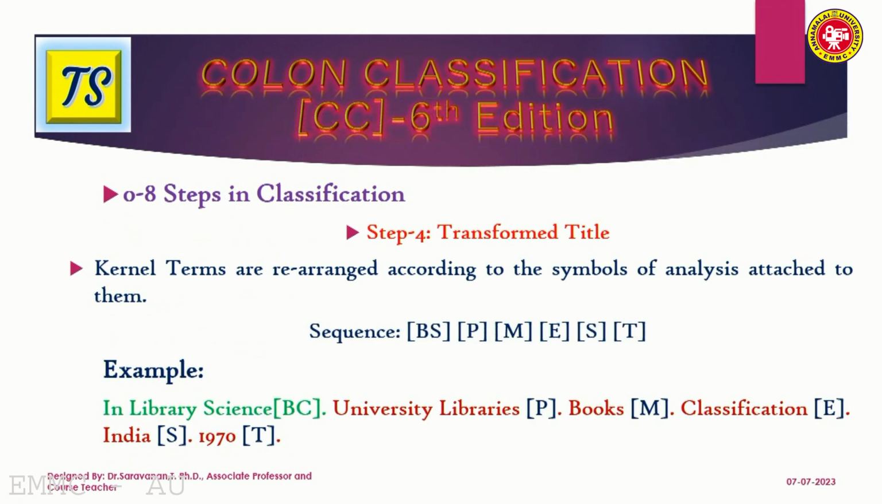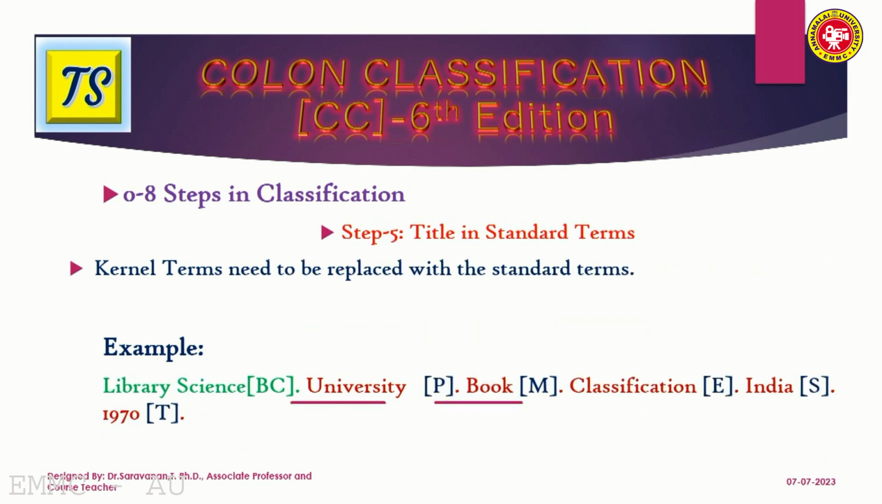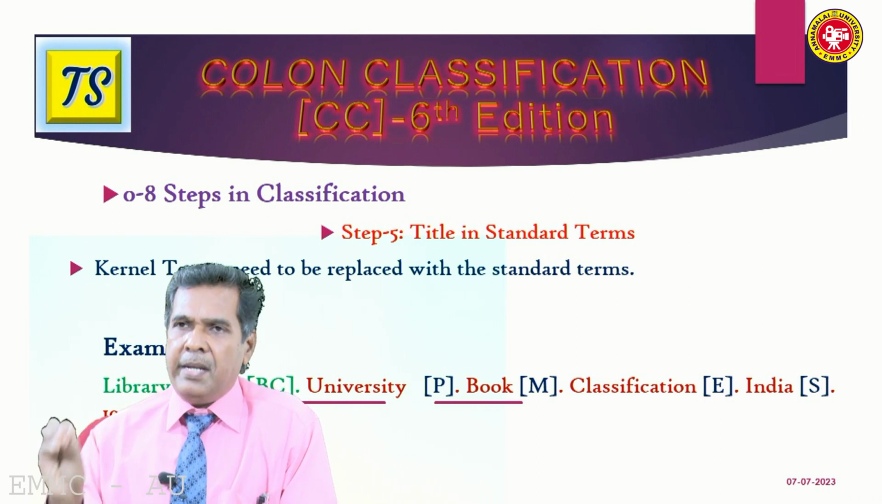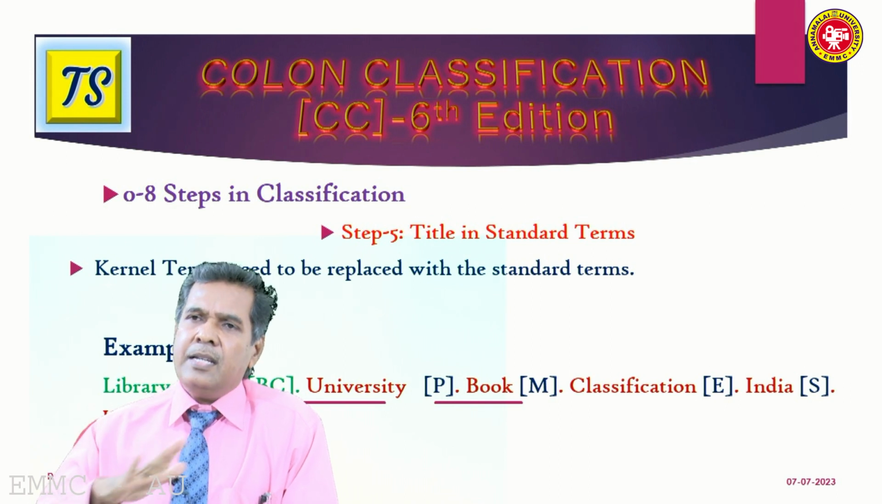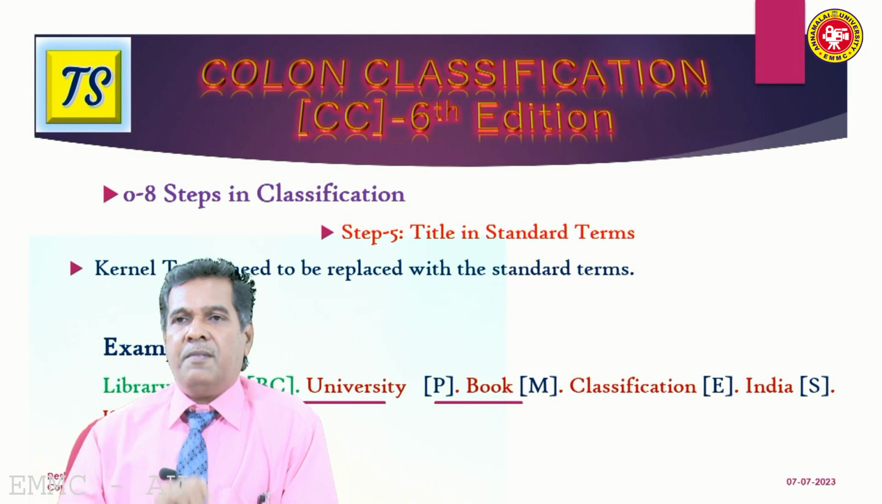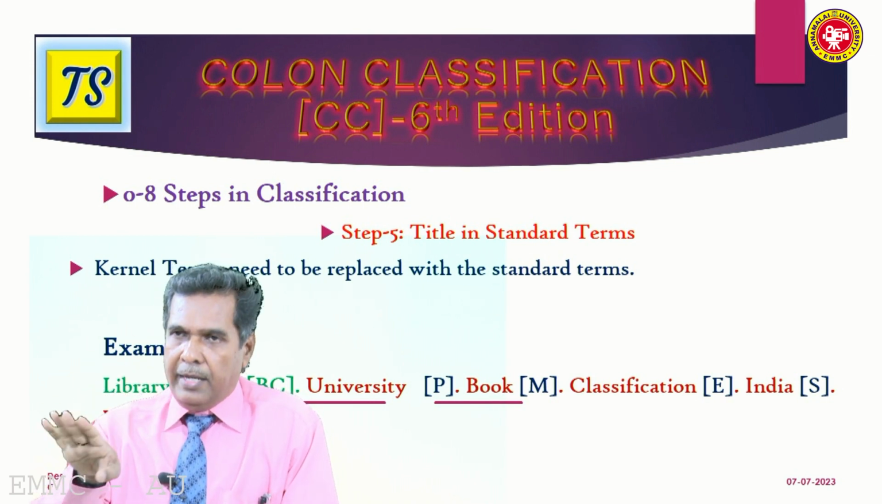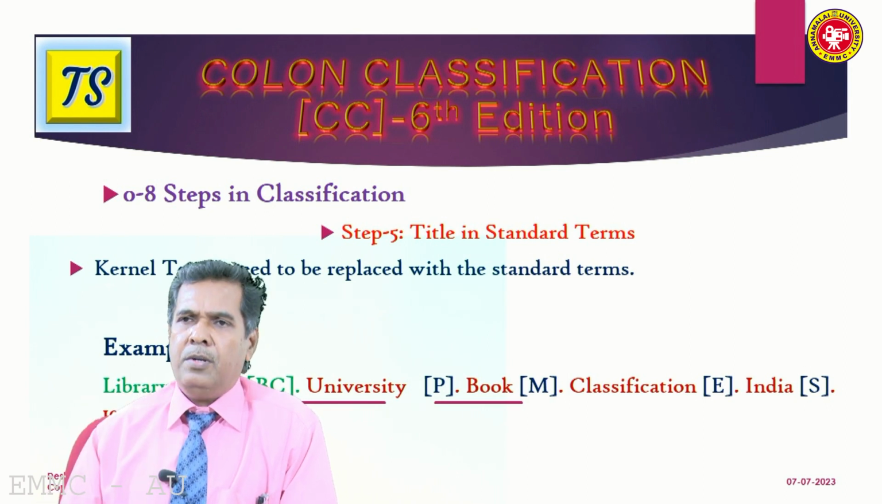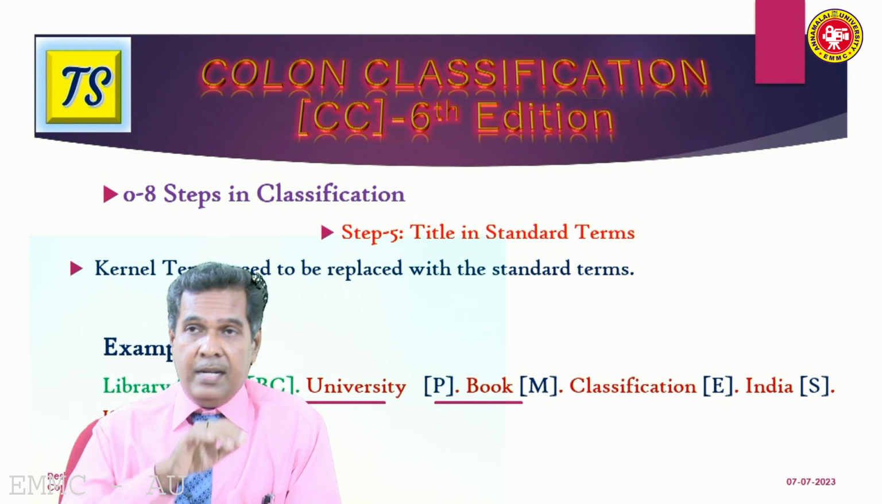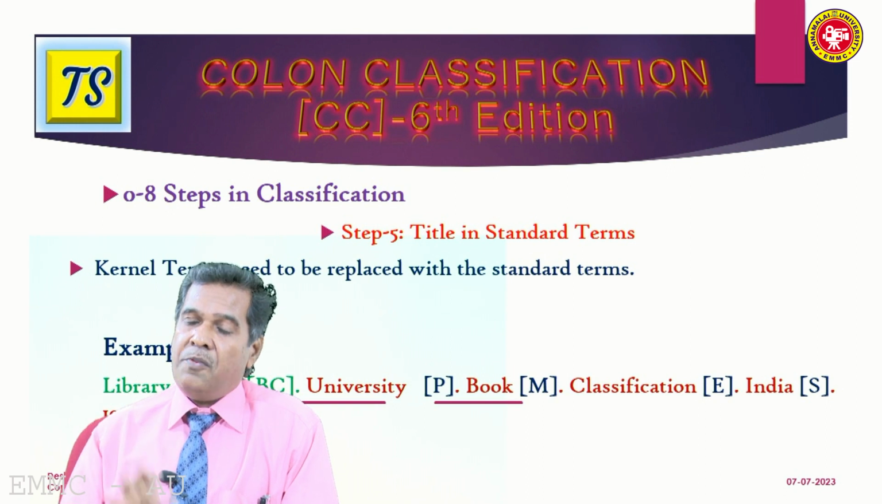Now the transformed title. As I said, they must be sequenced. The postulate of sequence needs to be followed: basic subject, personality, matter, energy, space, time. And they are the sequence. And standard terms need to be applied. As I said, whatever terms are available in the schedule need to be collected, other terms can be omitted. Here the personality, the university libraries, already we have basic facet library science. So the libraries have been ignored, the standard term university is available in the schedule, we have collected it. And the book. So books is available in the title, but here the schedule has the book. So we have replaced it.